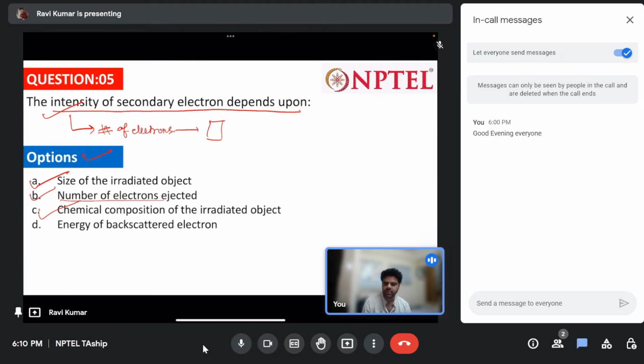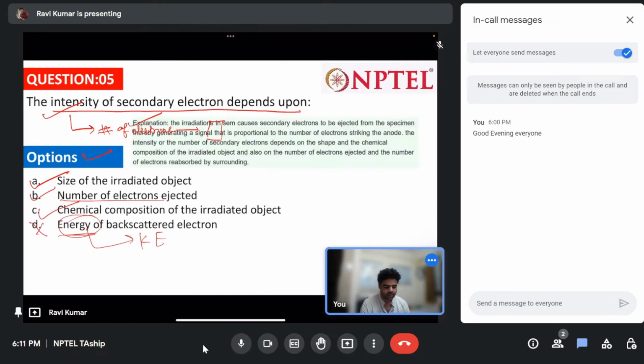And fourth says energy of backscattered electron. It is saying energy. So its energy will change the kinetic energy of secondary electron, but not the intensity. So option D is not right. The explanation here is also given the same thing. Yes, A, B and C are the correct options for this question.